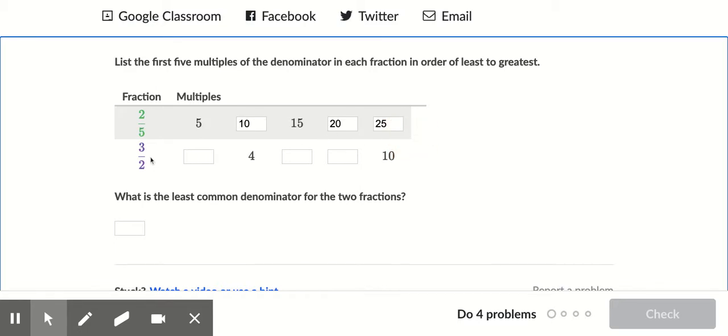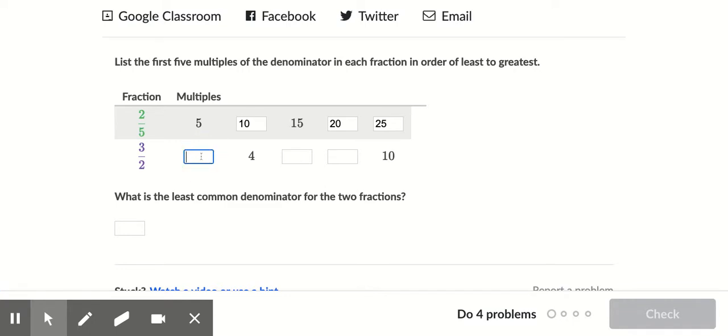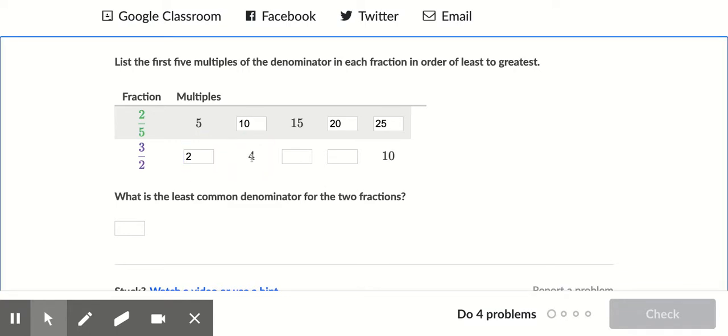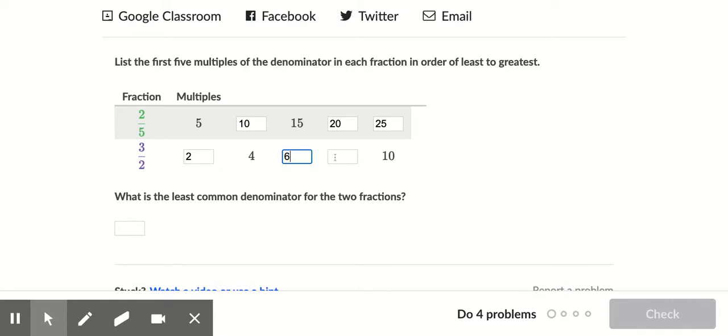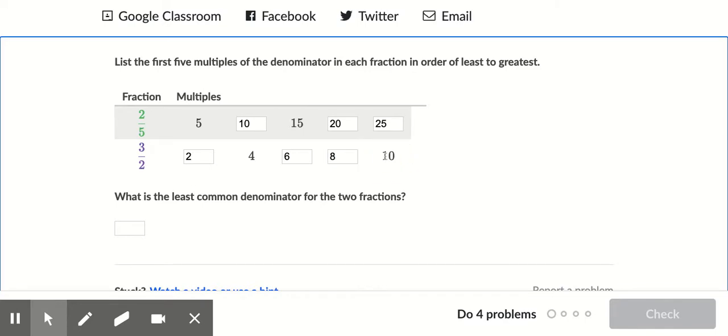Now I need to move on to my second fraction, which is 3/2. So my denominator here is 2, and I need to find the first five multiples of the number 2. I know that 2 times 1 equals 2. 2 times 2 equals 4, and that's already plugged in for me. 2 times 3 equals 6. 2 times 4 equals 8. And 2 times 5 equals 10, which is already written there for me.